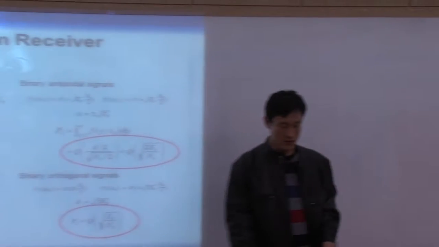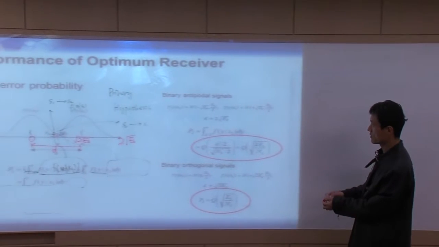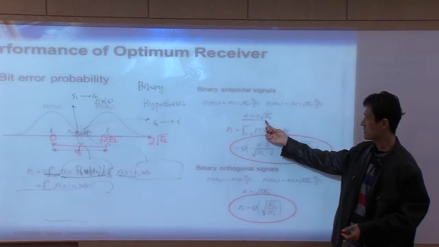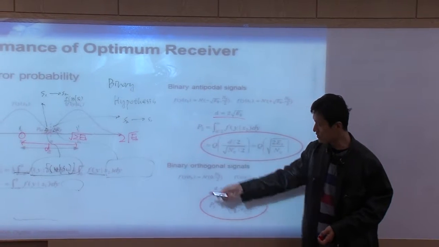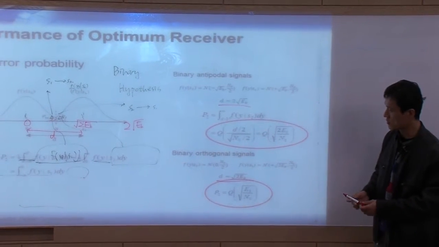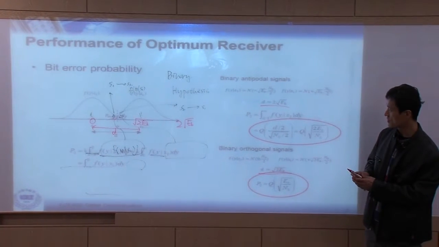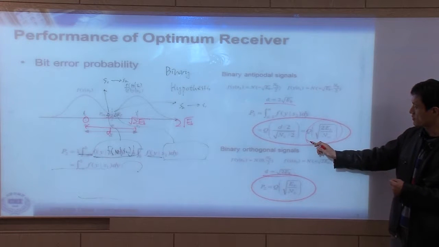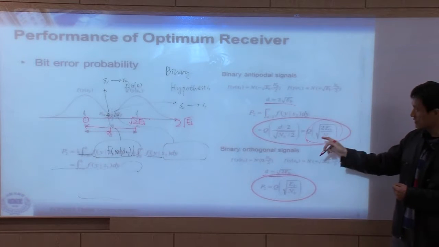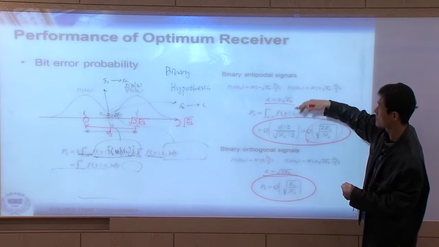As we just discussed, the distance between two symbols of antipodal signaling is this. In the case of orthogonal signals, the distance between these two symbols is going to be a little bit smaller. So put this distance inside the Q function, then eventually you're going to get this Q function as the error probability.